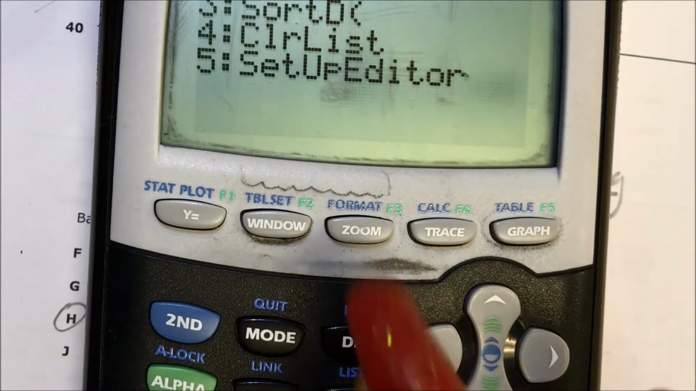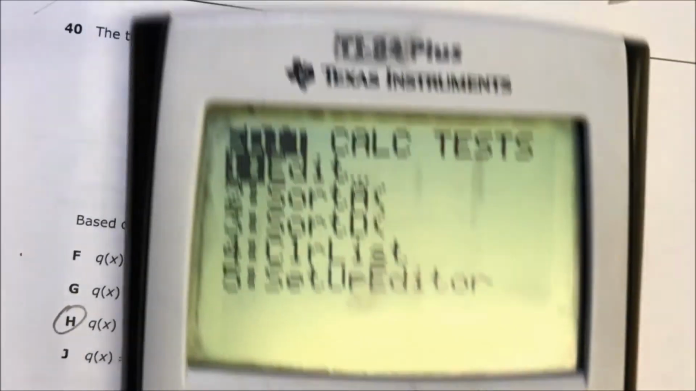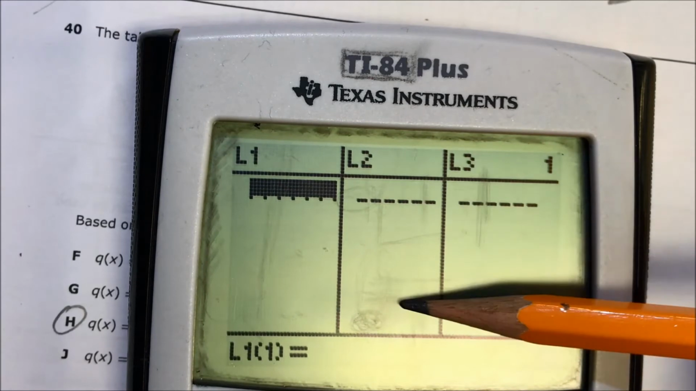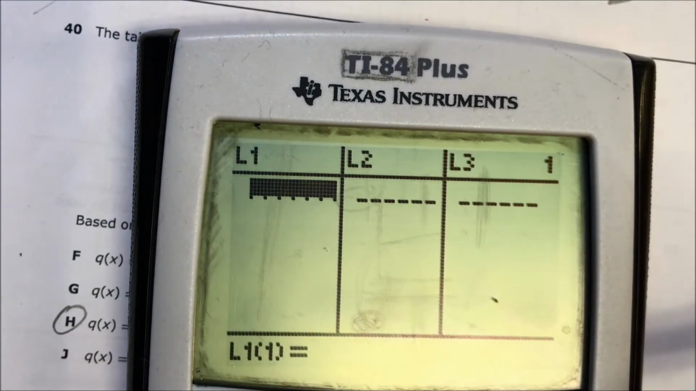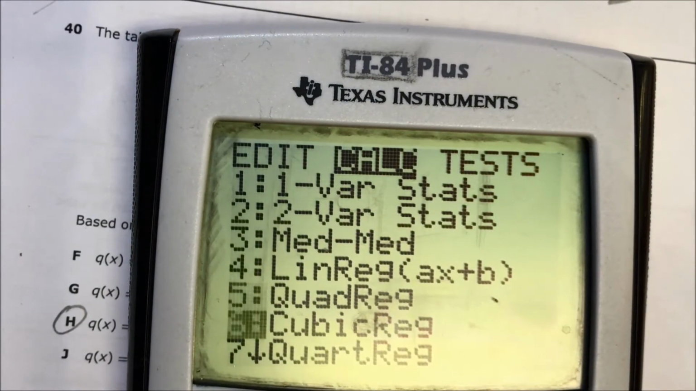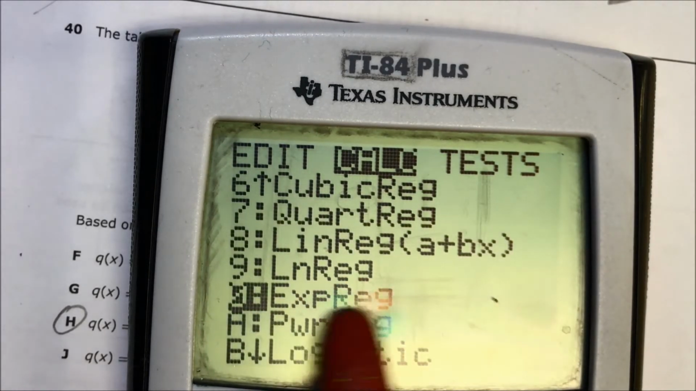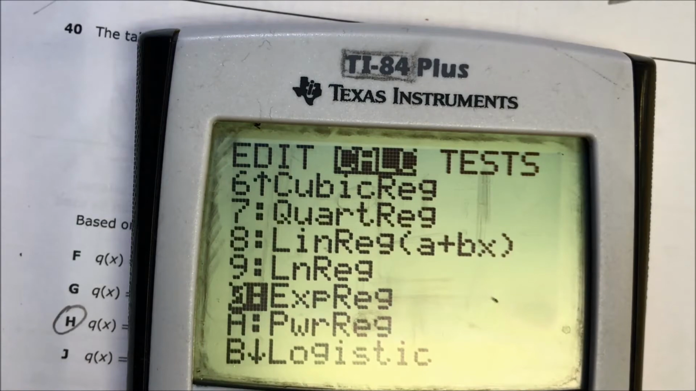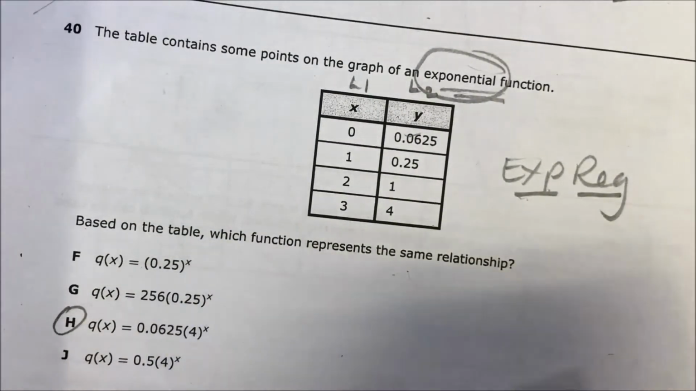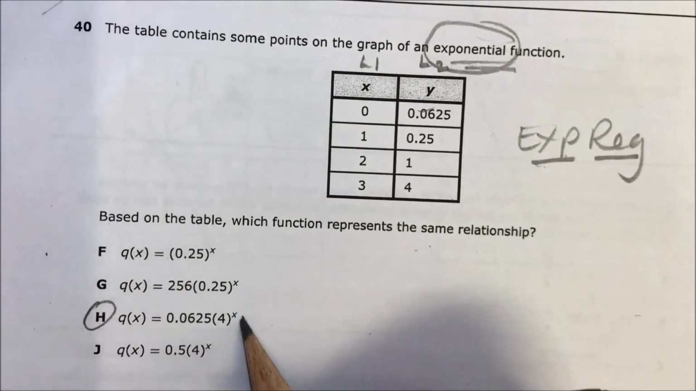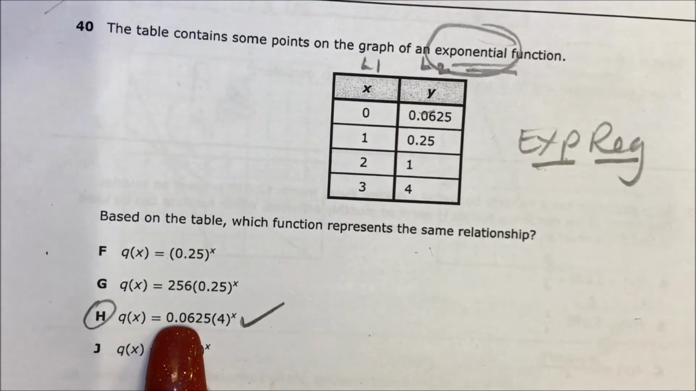List 1, after you do stat edit, put your x values in list 1, put your y values in list 2, and then when you're done, you hit stat calc, and then you go down to exponential regression. And when you press enter, the answer that it should give you, you may have to press enter 2 or 3 times, but when it's done, it should reflect what you see here.